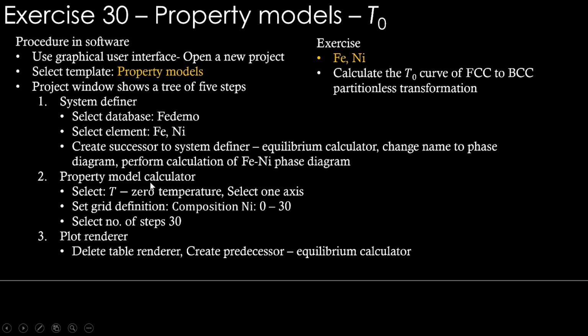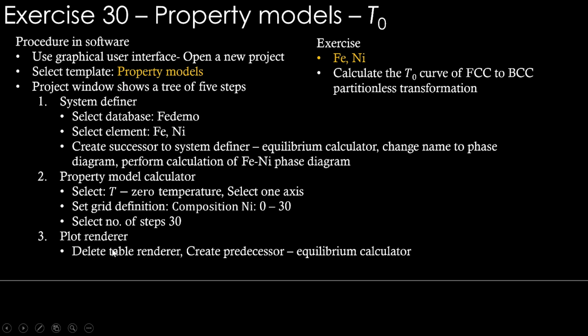Then there is another step called property model calculator. There we will select T0 temperature. That's the model we are going to select, and then in the configuration window we will select one axis and select grid definition, which is more like selecting the axis here. Composition of nickel going from 0 to 30. That's the range where we have this two-phase field, 0 to 30% of nickel, and then select the number of steps as 30. 30 different stages is where this calculation will be done.